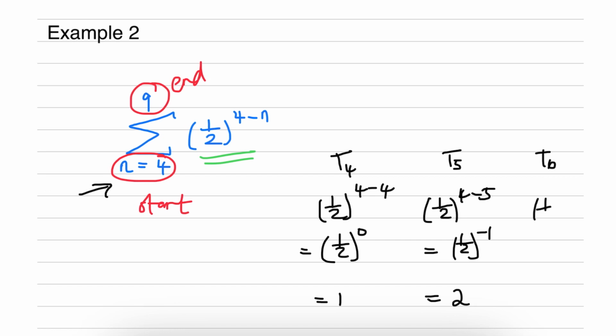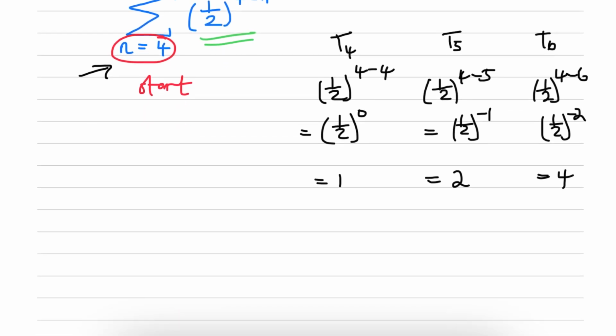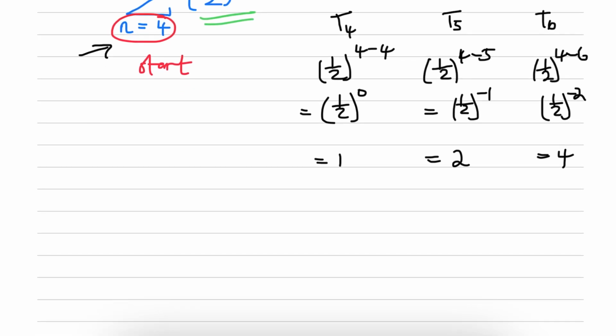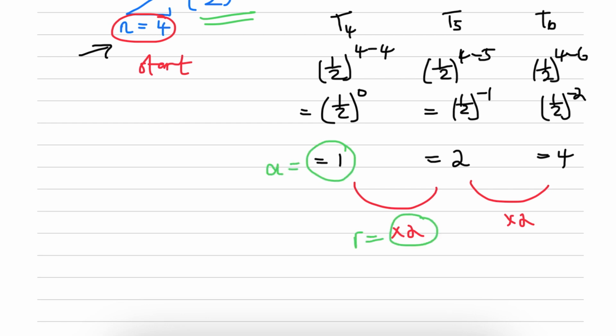Right, so we'll say a half to the power of 4 minus 6, and that is equal to a half to the power of negative 2, which is equal to 4. Okay, so you can now clearly see that this is a geometrical pattern, right? And the ratio is that we are multiplying by 2 each time. Our first term is 1, that's A, and our ratio is 2.